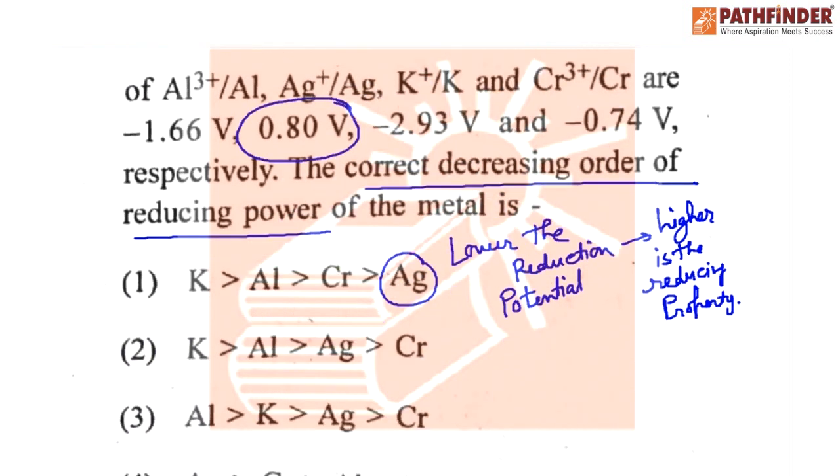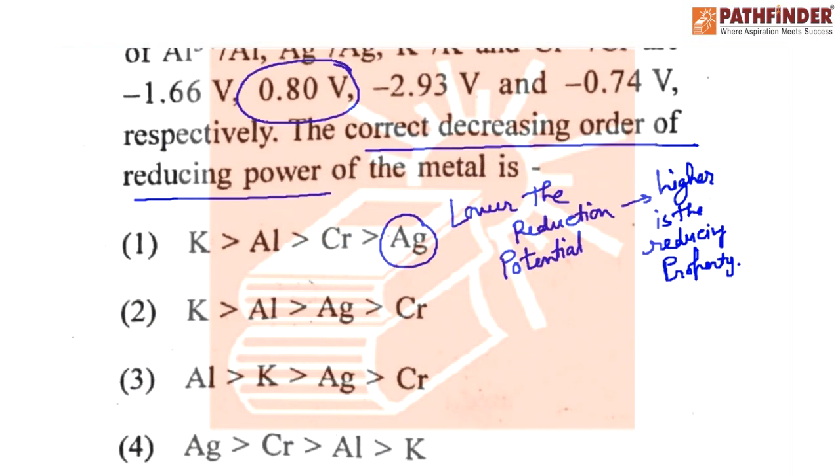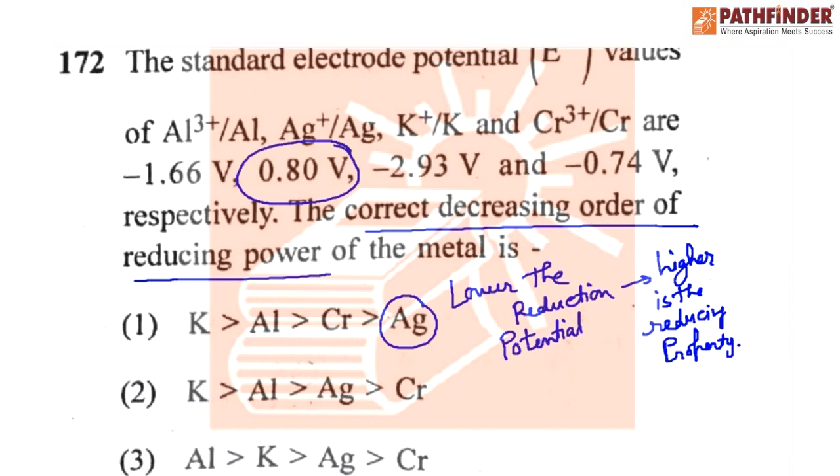We are seeing more options. If Ag is coming at last, this option will be correct by default. Let's check now. What is the reduction potential value of K? K+/K is -2.93. I think this is the lowest value, so it will have high reducing power.